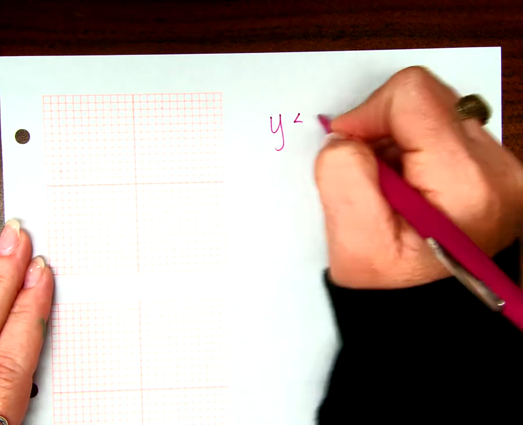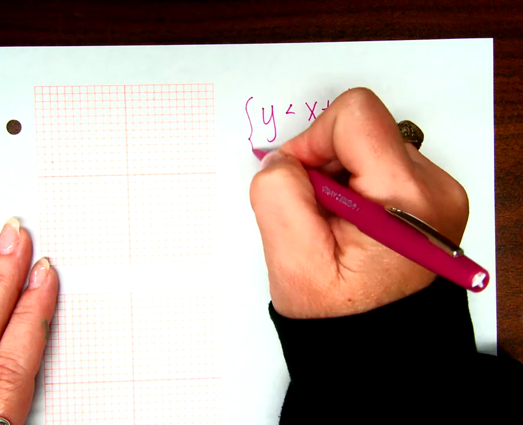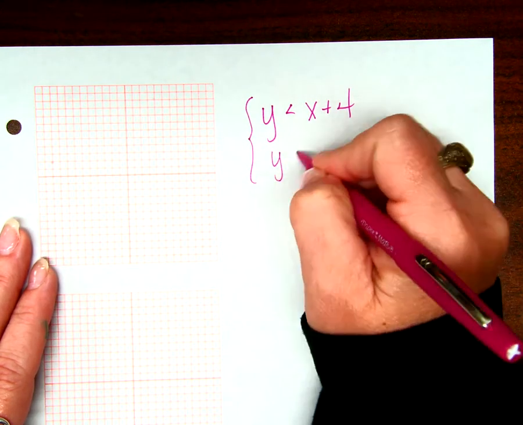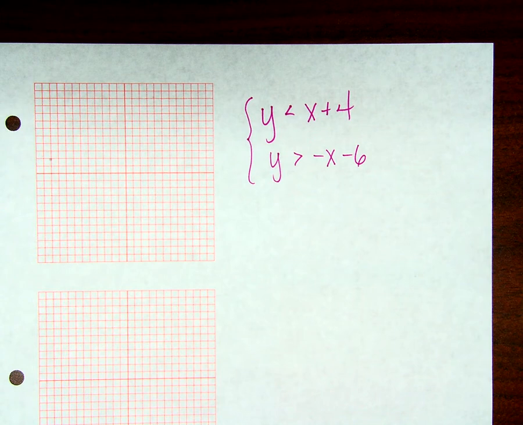So let's start with this inequality right here. y is less than x plus 4. I'm going to go ahead and give you the whole system so we have it. Okay? And then y is greater than negative x minus 6. That's my system of inequalities that we're going to start with.